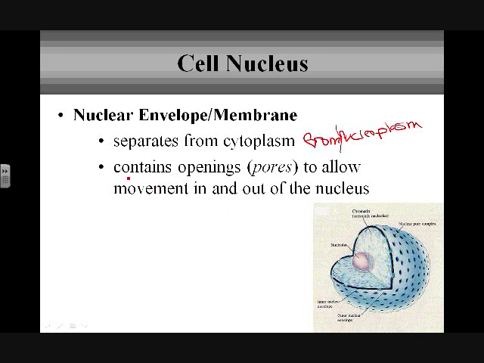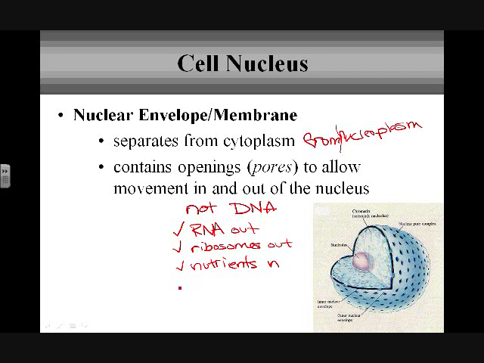The nuclear envelope contains pores, these little openings to let molecules move in and out of the nucleus. But we know that we don't want DNA to be able to leave, right? But we do want RNA to be able to get out. We want ribosomes to be able to leave, and obviously we need nutrients moving in to allow for energy to be used. So RNA is going out, ribosomes going out, nutrients in, right, and so on.